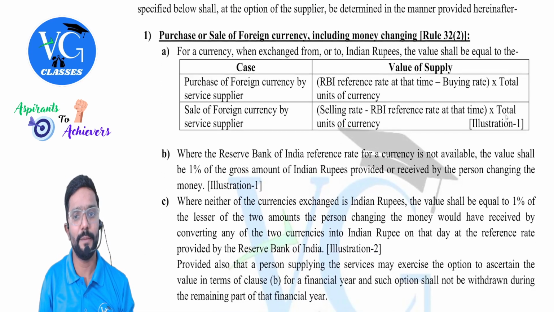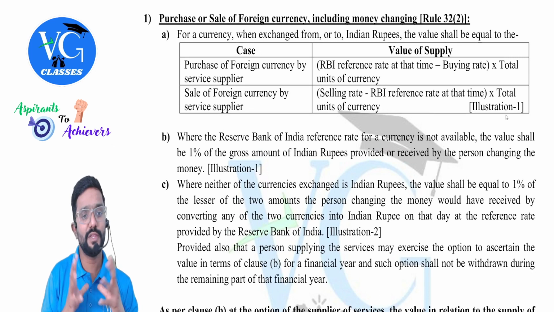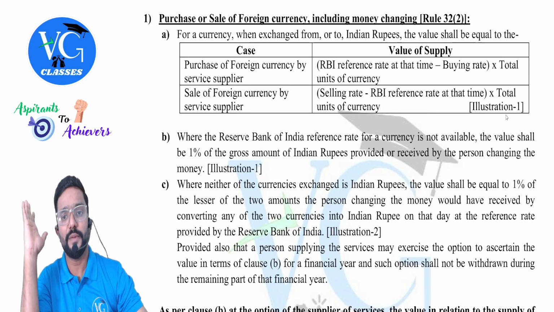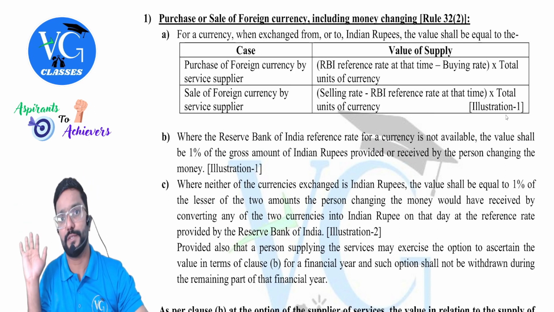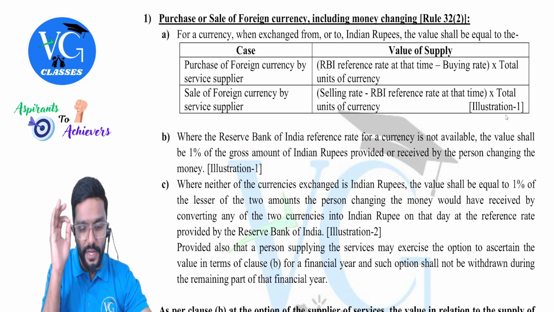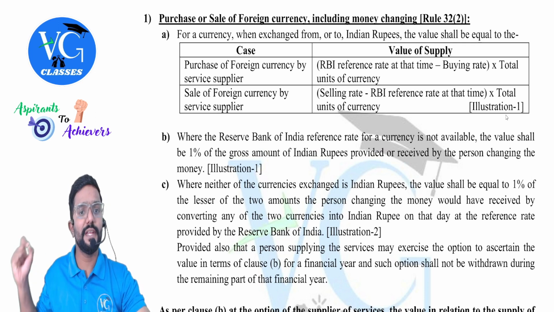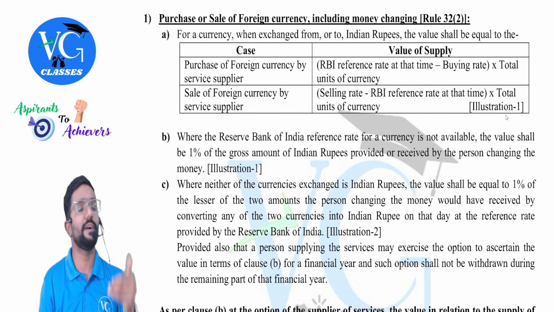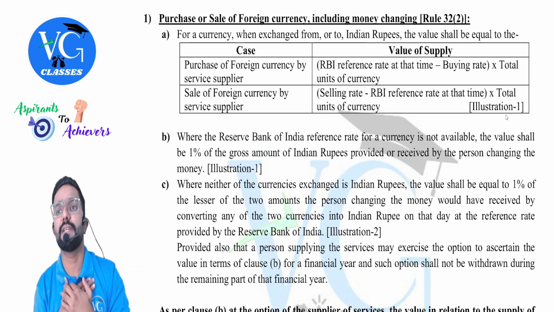Okay. What is it? One by one. Important, guys. Please be careful. You need to remember a few things here. For a currency, when exchanged from or to Indian rupees, the value shall be equal to, guys, one of the currencies is Indian rupees. In that case, purchase of foreign currency by a service supplier. Okay, the supplier is purchasing foreign currency. That means what is he giving? Indian rupees.